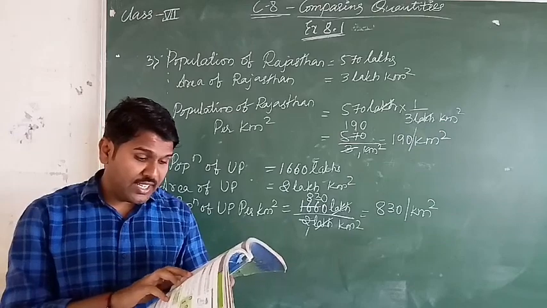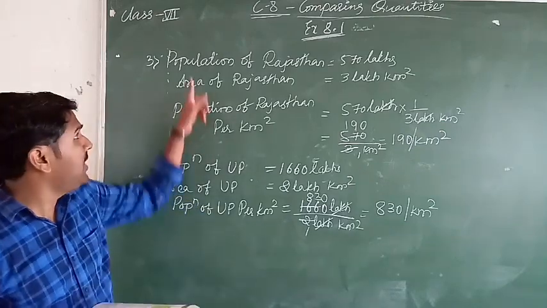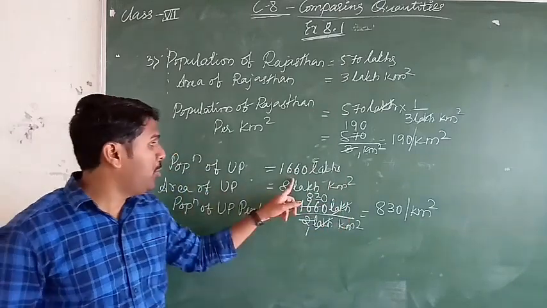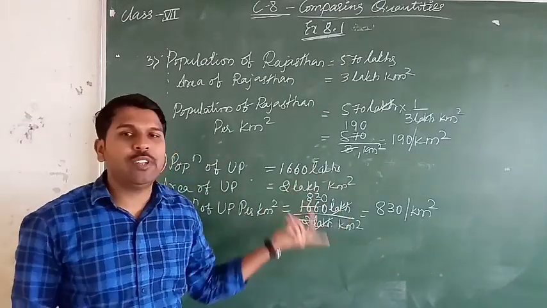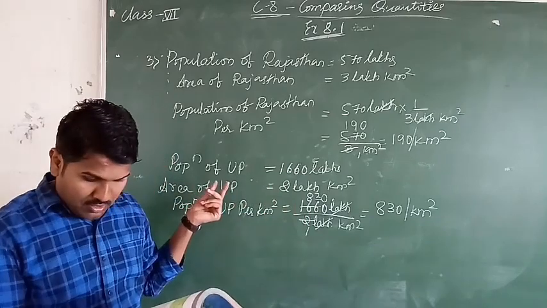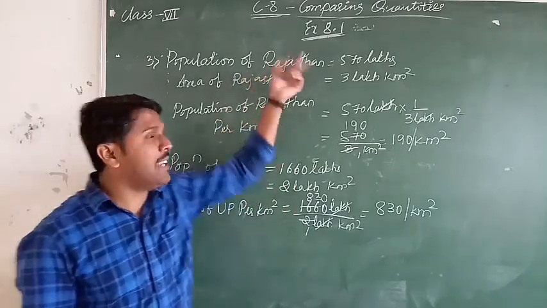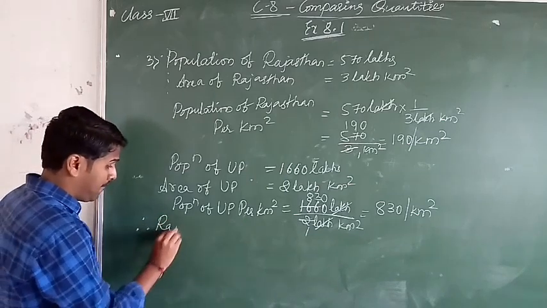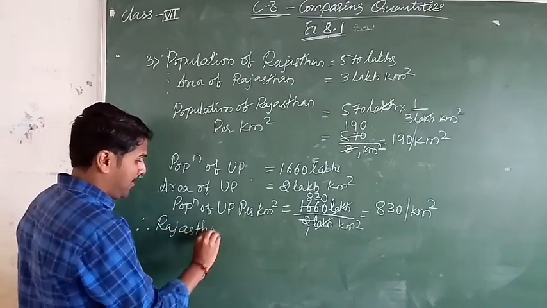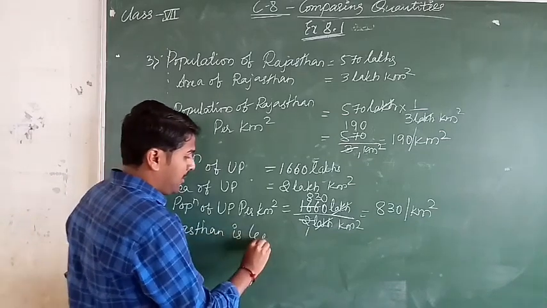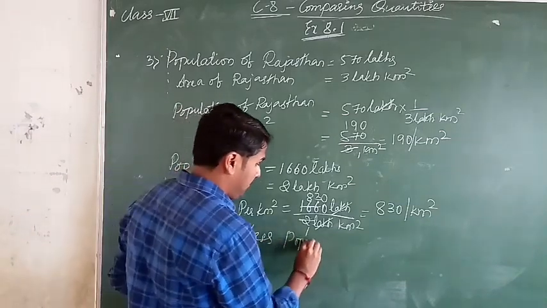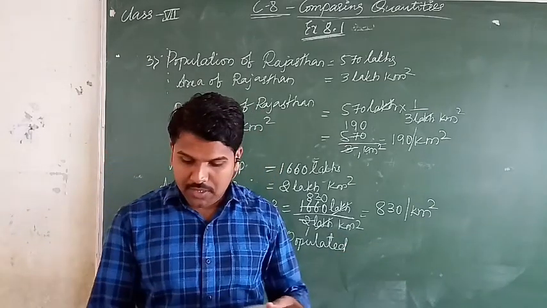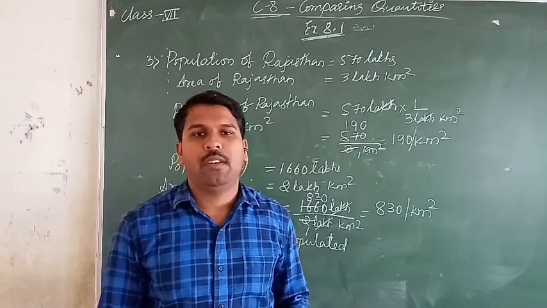Second one, which state is less populated? We see here the population of Rajasthan is 570 lakh and the population of UP is 1660 lakh. Which one is greater? They ask for less populated, so that is Rajasthan. Therefore Rajasthan is less populated. Okay, this finishes exercise 8.1.